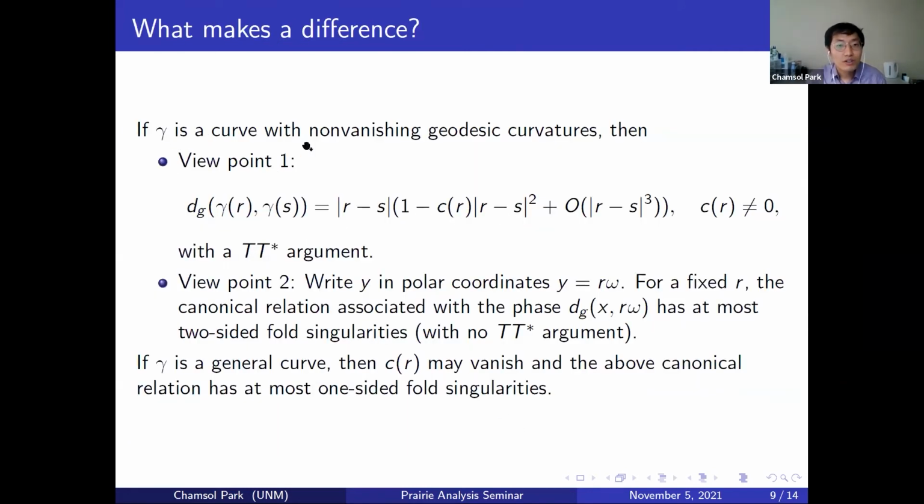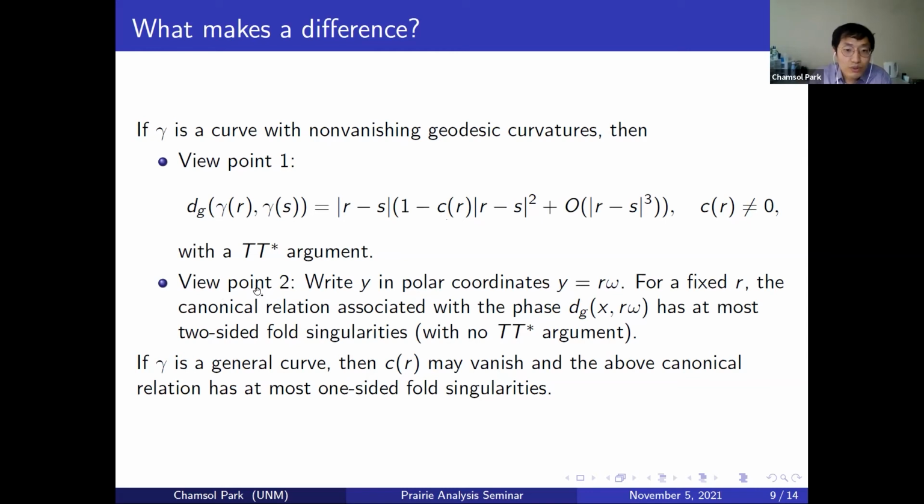Well, if gamma is a curve with non-vanishing geodesic curvature, then we can say this. What does it mean by that? Well, in Burq, Gérard, Tzvetkov's paper and Hu's paper, the analysis of the Riemannian distance function on the curve gamma was essential. The first viewpoint there was that the Riemannian distance between two points on the gamma curve is expressed something like this, especially where C of R is non-vanishing. So this is the place where they used the assumption of non-vanishing geodesic curvature in their paper.